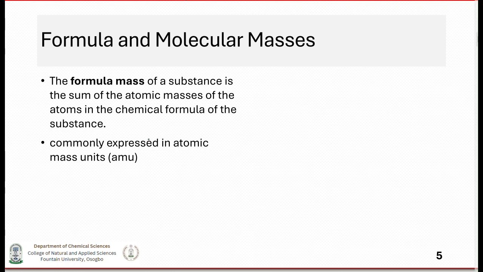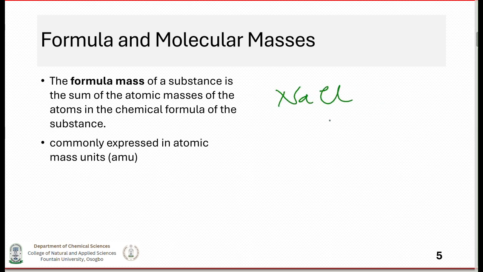The next is to learn how to calculate the formula mass and molecular mass. So, formula mass of a substance is the sum of the atomic masses of the atoms in the chemical formula of the substance. So, when we say formula mass, we are referring to a non-molecular compound like sodium chloride.